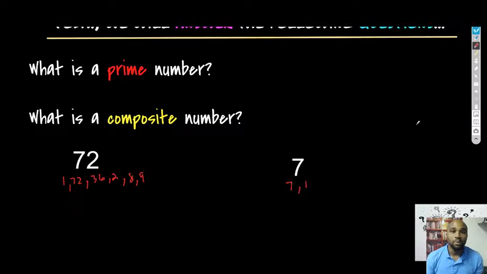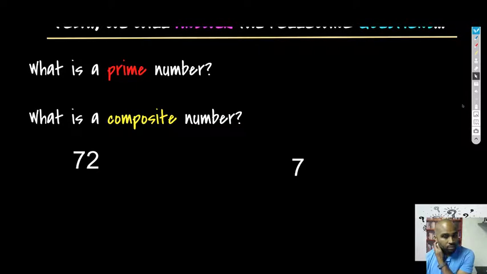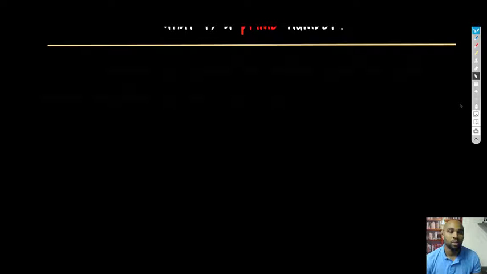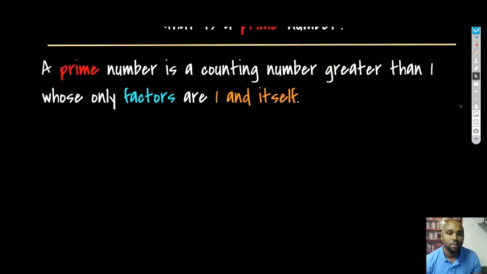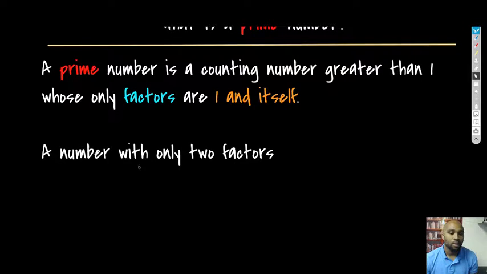Just from that example, you probably get the idea, but let's work out some more examples to make sure we have that down. So what is a prime number? By definition, a prime number is a counting number greater than 1. So it can't be 1. You can't say 1 is a prime number. It has to be greater than 1, whose only factors are 1 and itself, like we saw with 7. So 7 and 1 are the only factors, so that's a prime. You can think of it as a number with only two factors.